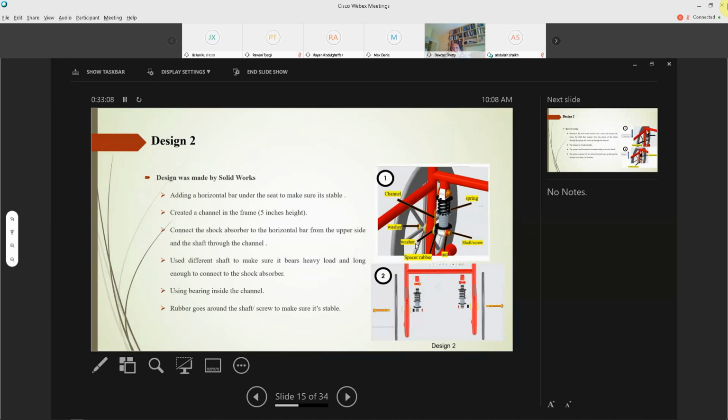Also, the other challenge we faced is how to design it. When we tried to implement the shock absorber in the wheelchair, it was hard to find a way to apply it, because the space from under the seat to the center of the wheel is not that far. We don't have much space, so it was a challenge to find the right design.